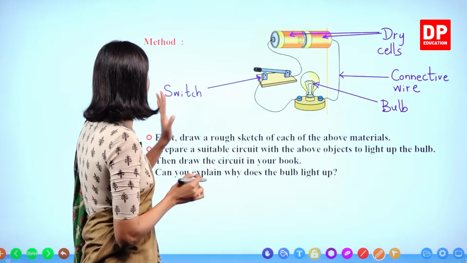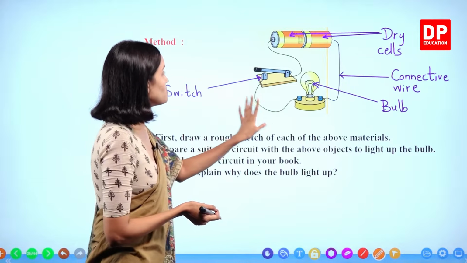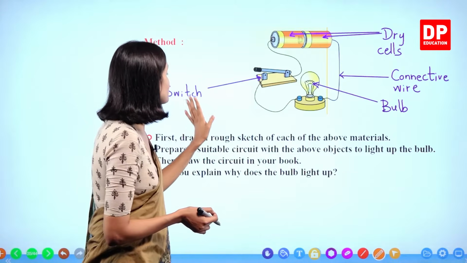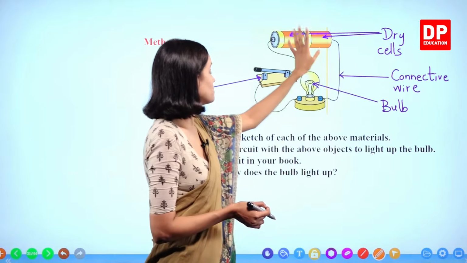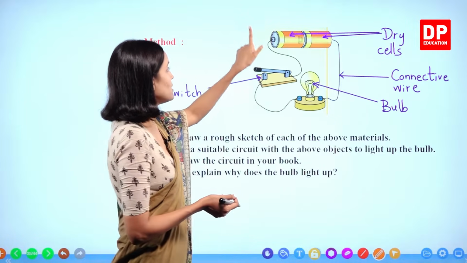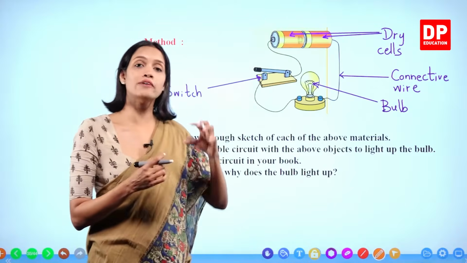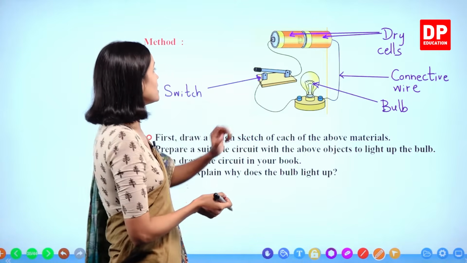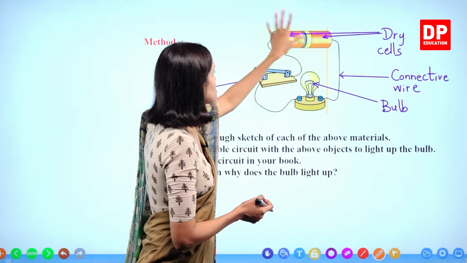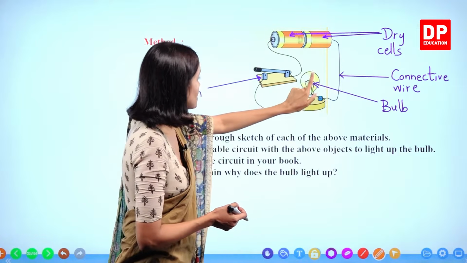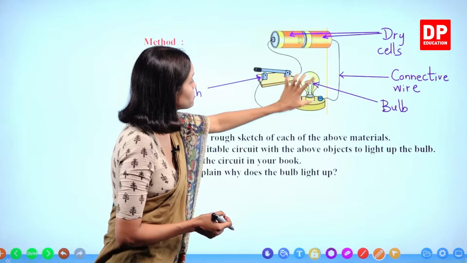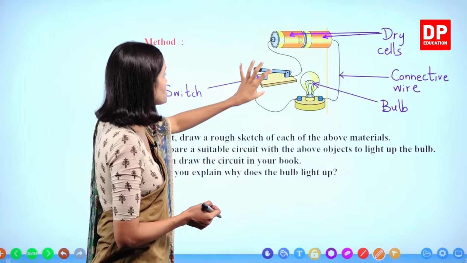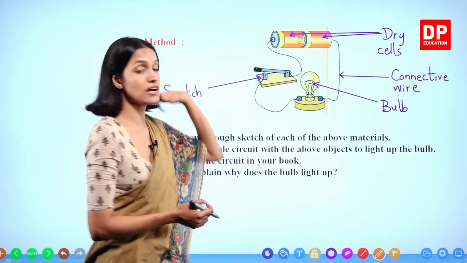Okay, children. Right. First, draw a rough sketch of each of the above materials. Now here, this is the diagram. And prepare a suitable circuit with the above objects to light up the bulb. So what we have to do is, we have to connect the dry cells with each other. You have to use a special holder so that we can put both the cells together, right? And then to the terminals of the cells, you have to connect the connective wires, and to the end of one wire, you have to connect this bulb, and with another piece of wire, you have to connect the switch to the bulb and to the dry cells.